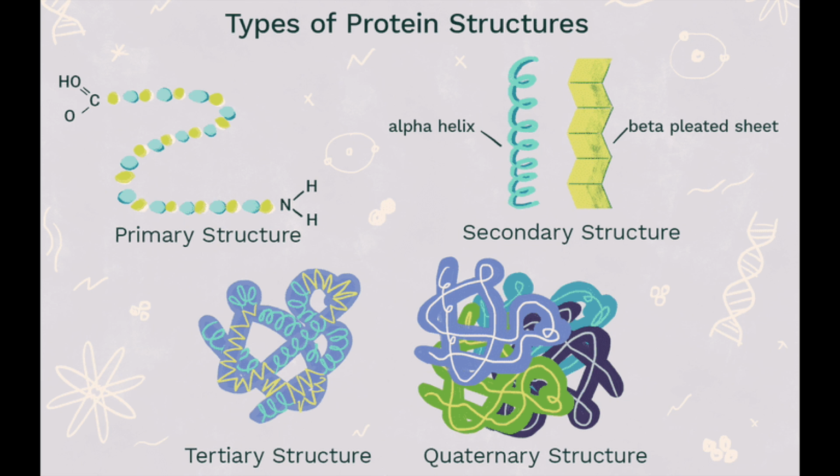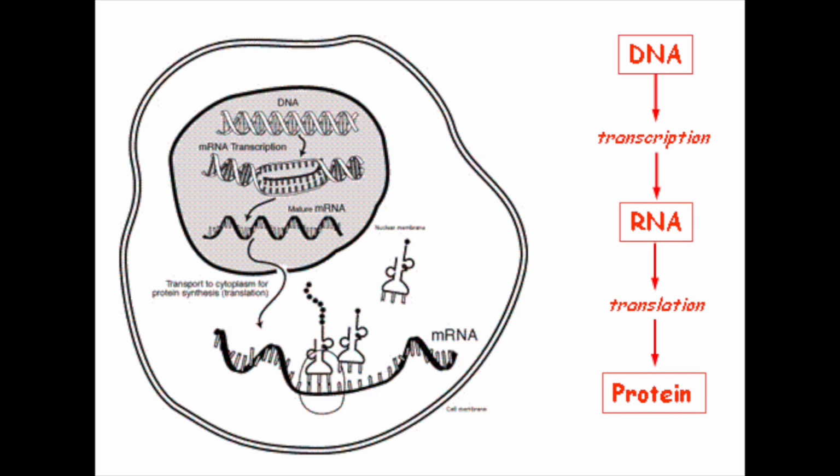If the polypeptide chain does not fold and coil into the correct protein shape, the chain will die and the process will restart. This process is important because without it, we wouldn't be alive.